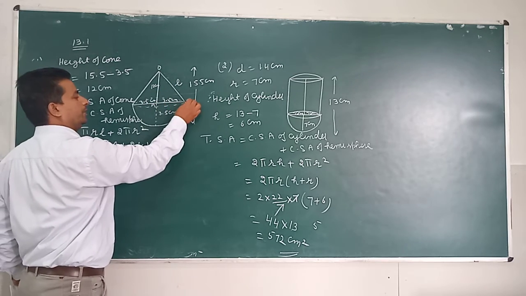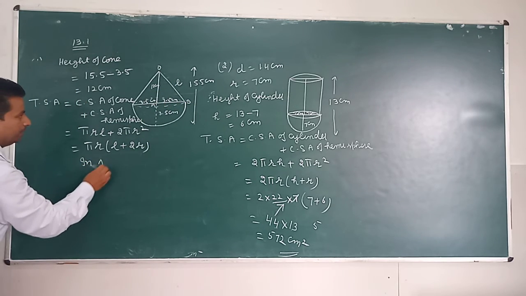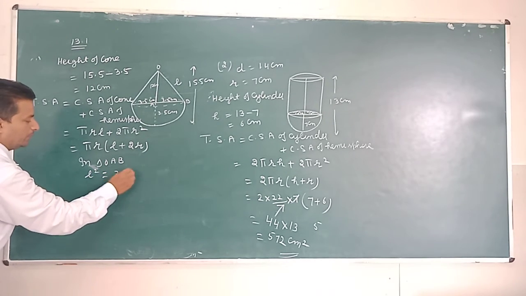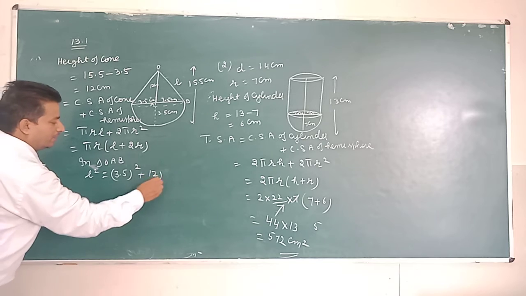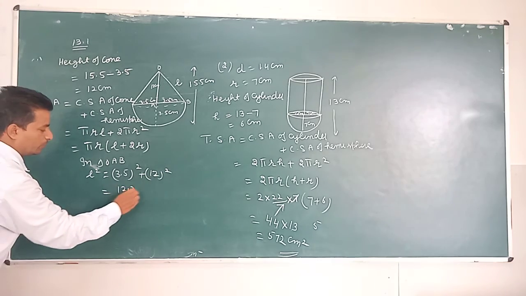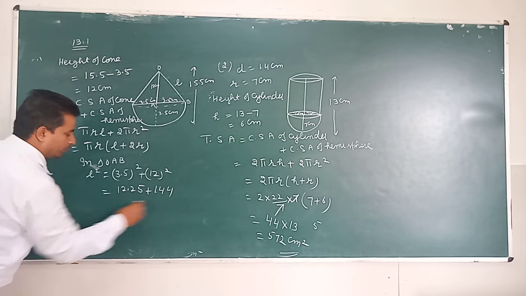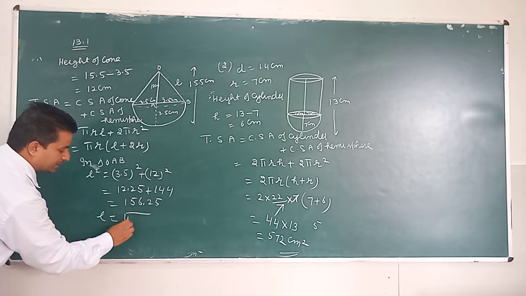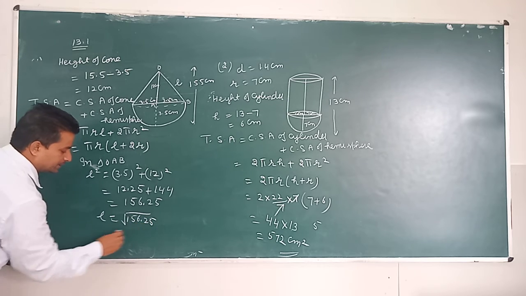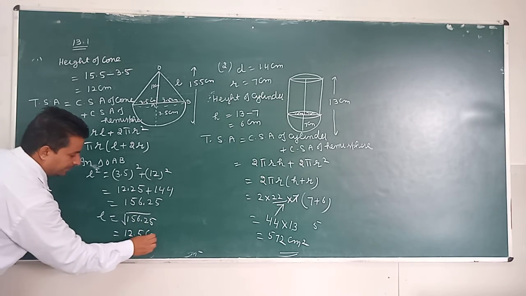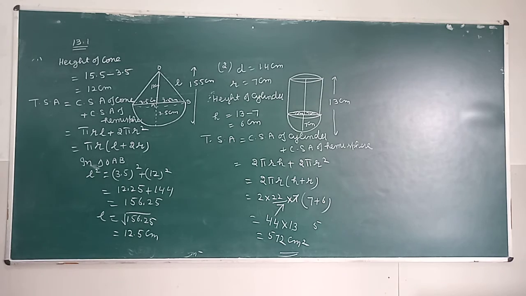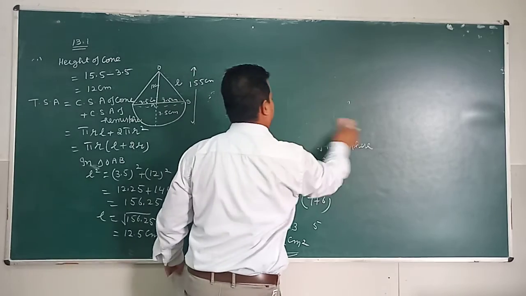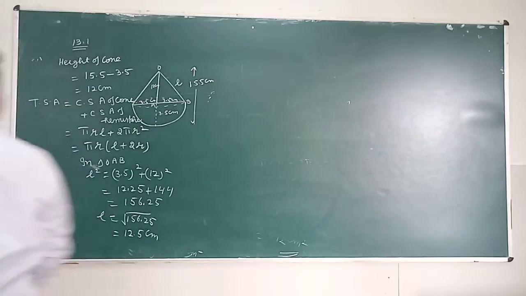For this is triangle OAB. So in triangle OAB, l square is equal to 3.5 whole square plus 12 whole square. Its square is 12.25 and this is 144. So 156.25. When we take its square root, this is 12.5 centimeter. This is the square root of 156.25.